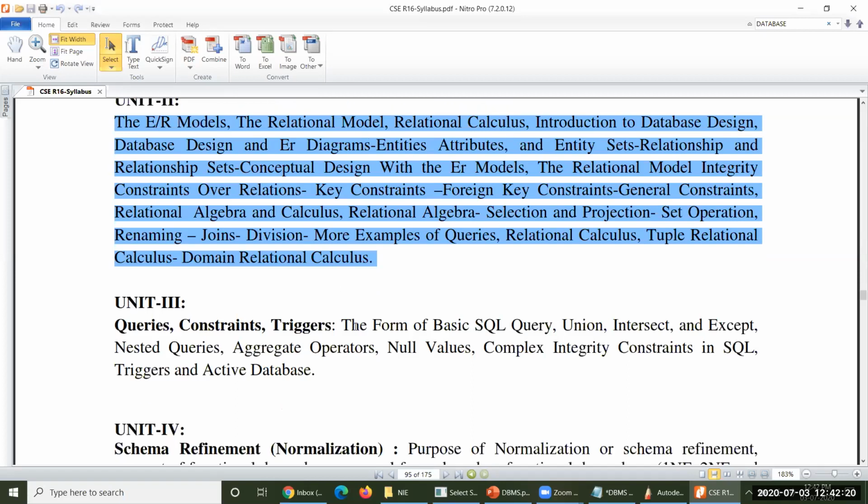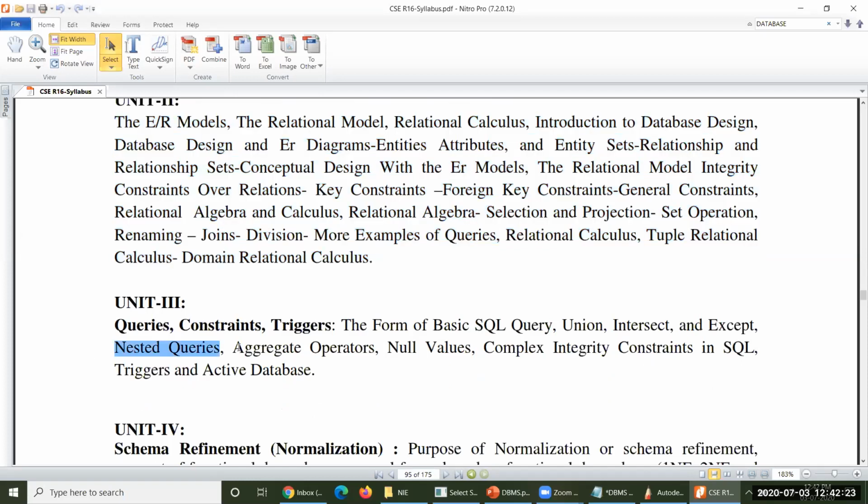Okay, so here unit number 3 we have covered. Nested queries have been covered, aggregate operations have been covered, null values, IS NULL and IS NOT NULL, have been covered. Integrity constraints, how constraints operate, have been covered. Only one thing remains, that is set operations: union, intersect, and except. These will be discussed by us very soon. The form of a basic query, selection followed by update, delete, and insertion, has been completed, and create, drop, and alter have also been completed. Everything has been completed here.